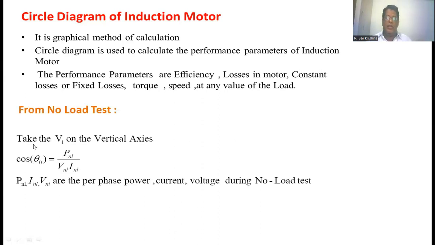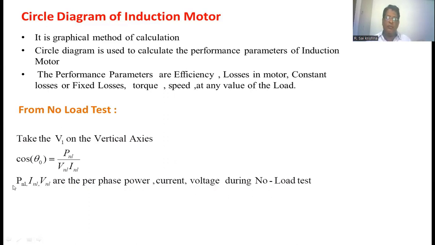From the no load test, let us take V1 on the vertical axis, where V1 is the per phase voltage applied to the induction motor during the no load test. Cos theta naught is the no load power factor of the induction motor, equal to PNL by VNL into INL. These three are the readings in a no load test of an induction motor. Moreover, PNL, INL, VNL are the per phase power, current and voltage during the no load test.